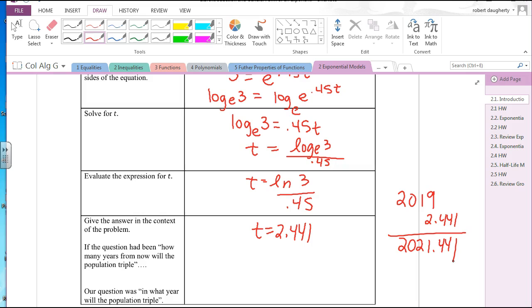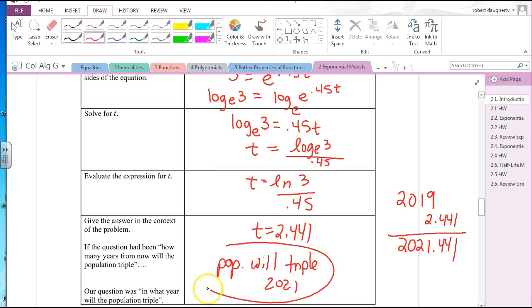So the answer to the question is the population will triple in what year? In 2021. If I had asked you how many years from now will the population triple, what is that answer? 2.441 years. So the population will triple in 2.441 years. That year happens to be the year 2021. Okay?